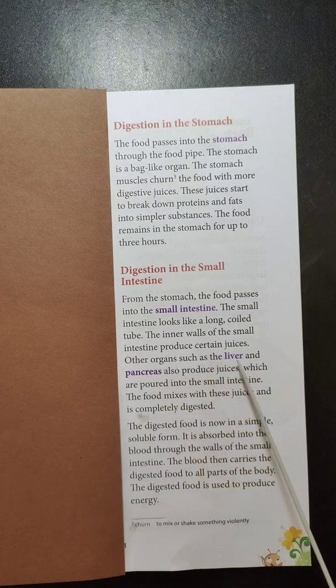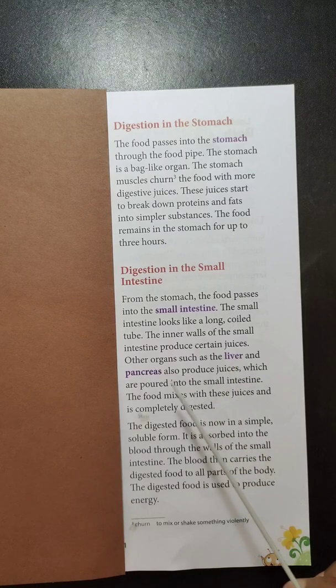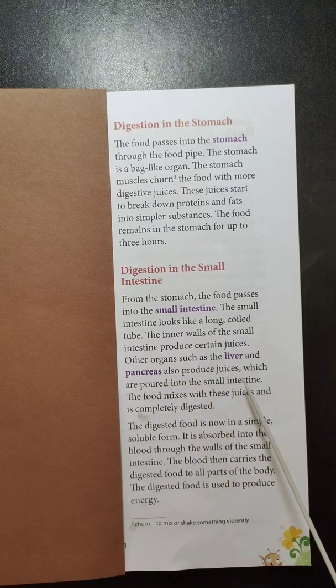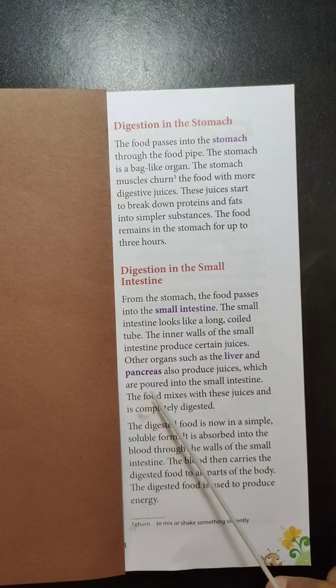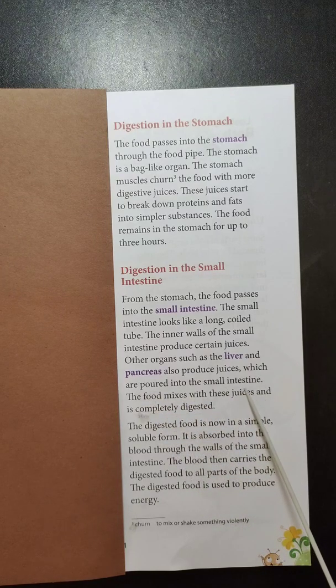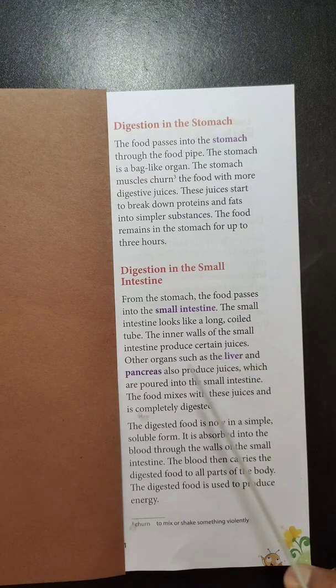Other organs such as the liver and pancreas also produce juices. Other than the small intestine, your liver and pancreas will also produce juices, and those juices are poured into the small intestine. The liver will produce bile juice, the pancreas will produce pancreatic juice. Both will join the small intestine.